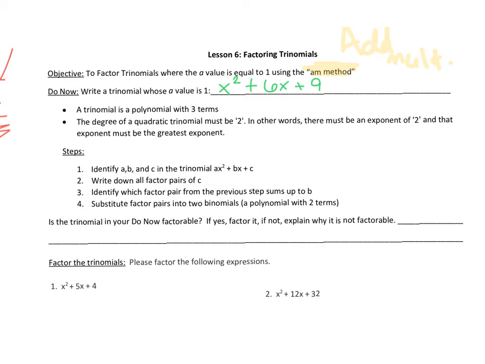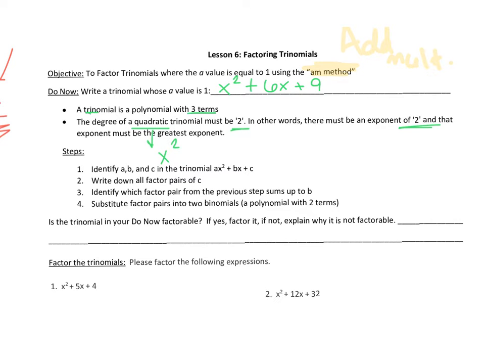A trinomial is a polynomial with 3 terms, keyword, tri, like a tricycle has 3 wheels. The degree of the quadratic must be 2. Quadratic means the highest power is x squared. In other words, there must be an exponent of 2, and that exponent must be the greatest exponent.